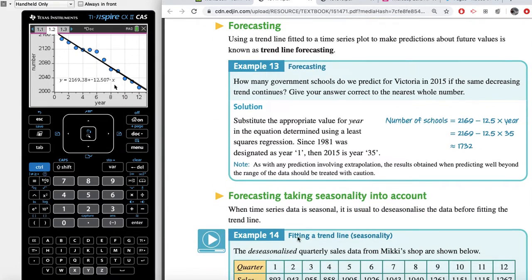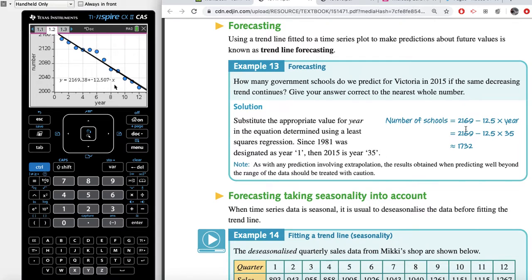Forecasting. Now, forecasting is just when we put a value into our trend line, okay? So how many government schools do we predict for Victoria in 2015 if the same decreasing trend continues? Give your answer correct to the nearest whole number. So since 1981 was year 1, 2015 is year 35. That's just how it works, okay? So if we designated 1981 as year 1, then 2015 is year 35.